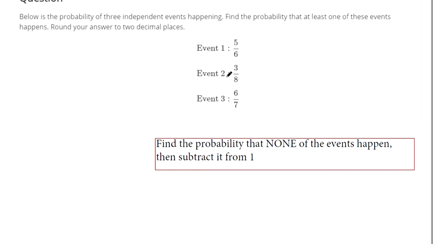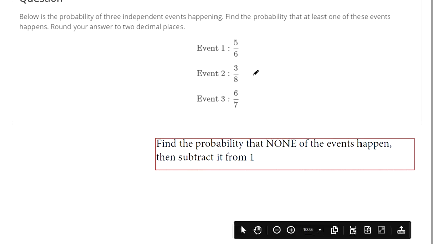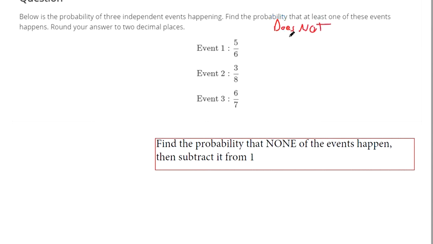So the probability that none of the events happen means event 1 does not happen. So here, let's make a quick column of that. There's a 1/6 chance that event 1 doesn't happen, because if that's 5/6, then there's a 1/6 chance that it doesn't happen. 3/8 means we have a 5/8 chance that it doesn't happen, because those should always equal 100%. Probability of something happening, probability of something not happening. 6 out of 7 means there's a 1/7 chance that it doesn't happen.